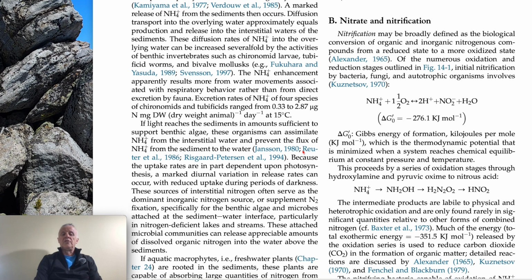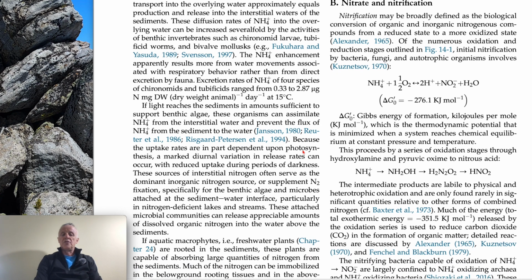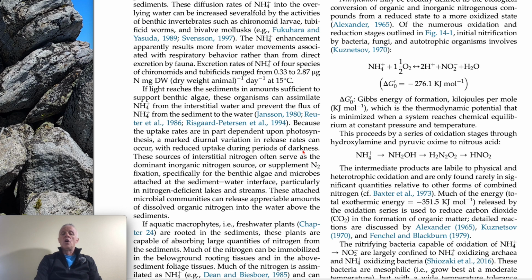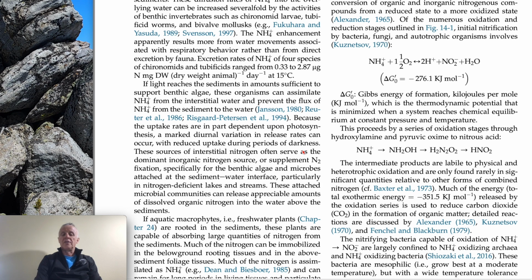If light reaches the sediments in amounts sufficient to support benthic algae, these organisms can assimilate ammonium from the interstitial water and prevent the flux of ammonium from the sediments to the water. Because the uptake rates are in part dependent upon photosynthesis, a marked diurnal variation in release rates can occur, with reduced uptake during periods of darkness.